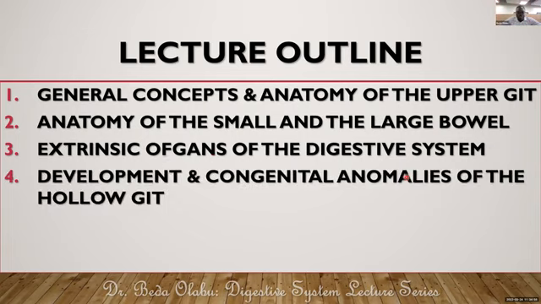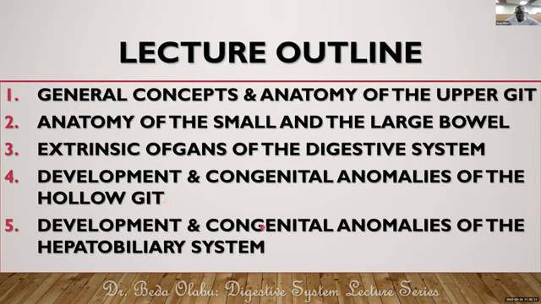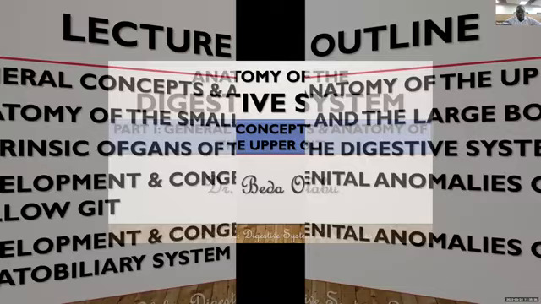After that, we look at development and congenital malformations of the digestive system, but again, that is long. So I also prefer dividing it into 2 parts. The first one, we just look at the development and malformations of the hollow GIT. And then the second part, we look at development and congenital malformations of the hepatobiliary system. That one is not that long, but if we combine it with the first one, it becomes really long. And that's why I prefer splitting it. So having said so, those are the 5 topics that you expect in the anatomy of the digestive system.